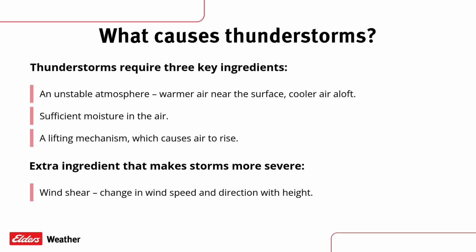There is also one extra ingredient that makes storms more severe, and this is wind shear, which is a change in wind speed and direction with height. And wind shear is a very important ingredient for supercell thunderstorm development and the initiation of tornadoes.